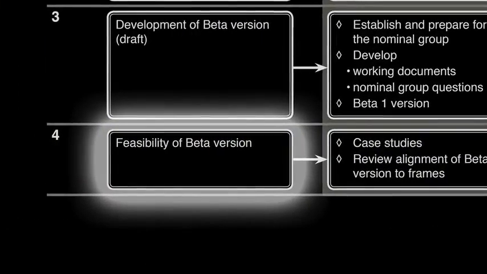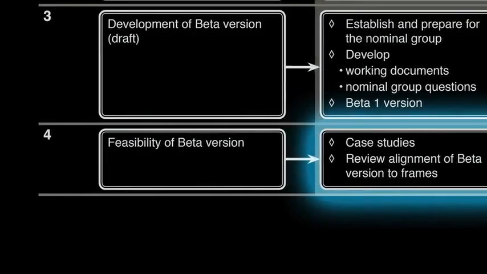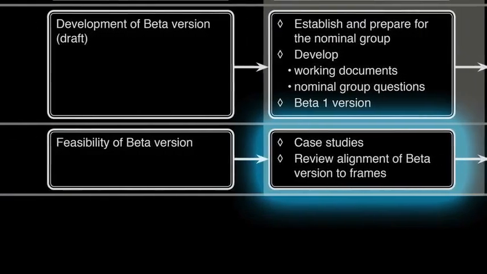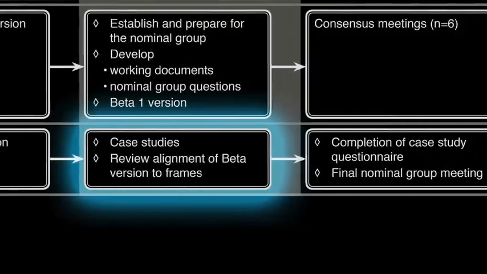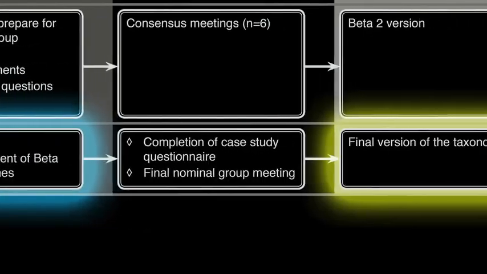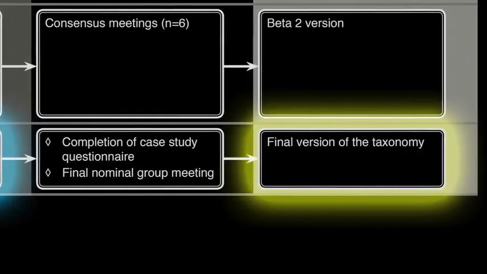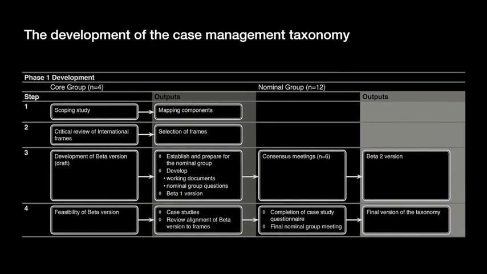And then step 4 was the feasibility of the beta version. So we used some case studies and we reviewed the alignment of the beta version to the international frames and revised the taxonomy. On the completion of the case study questionnaire, we had a final meeting with the nominal group, and that then produced the final version of the case management taxonomy. At this stage, we called it the brain injury case management taxonomy. Phase 2, which is not discussed here, involved the dissemination of the taxonomy and an impact analysis of the dissemination.